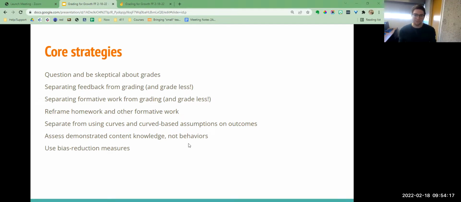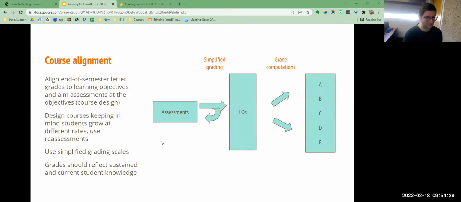But they had an exceptional issue where their parent passed away, and that would be an exception, and that's not clearly stated. And going into the course alignment, this is a huge topic, and I think we could probably do a 3-week-long workshop on just this part alone. The end of semester letter grades need to align with the learning objectives.